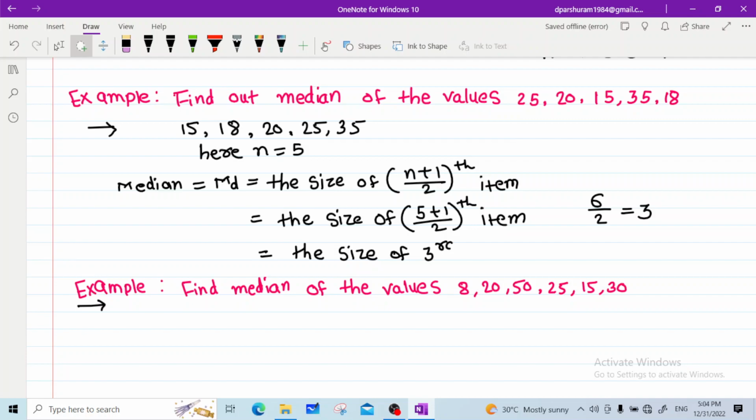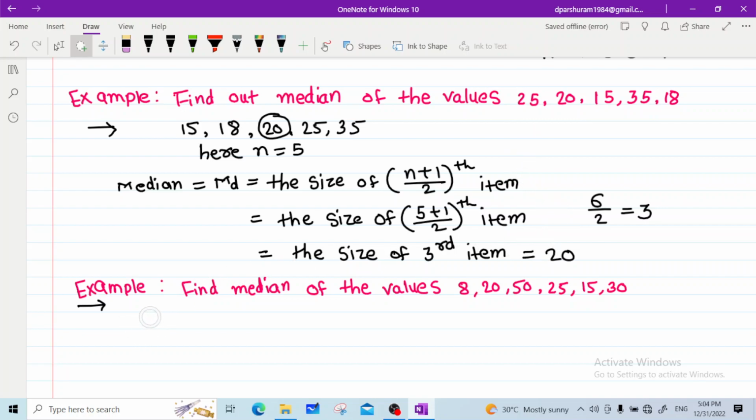Which is equal to the size of the third item, and the value of the third item is, that is, first, second, third, the value of the third item is 20. So the median for the values 25, 20, 15, 35 and 18 is 20.